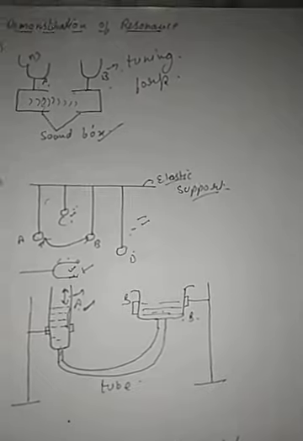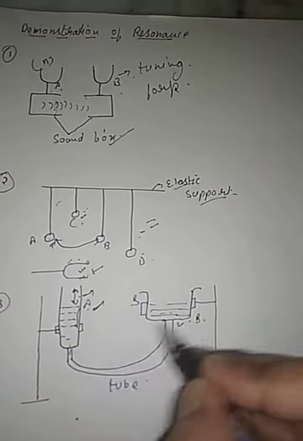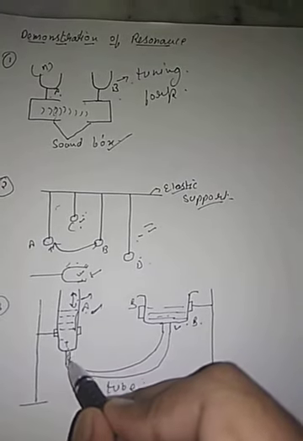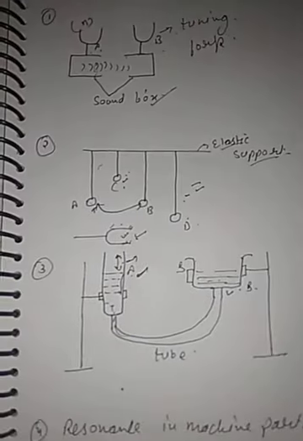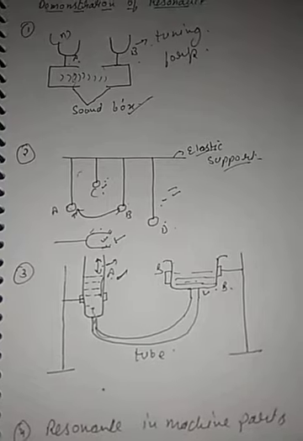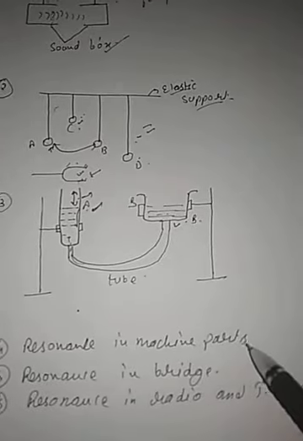frequency of the air column. This vessel is just to maintain the level of water. If you want to take out the water from here, it is just for the maintenance of the water level in test tube A. Clear? Next is resonance in machine parts.